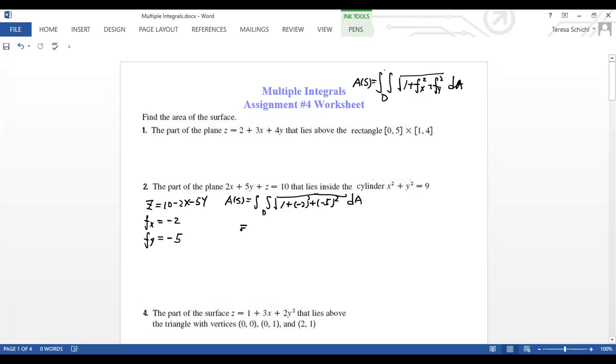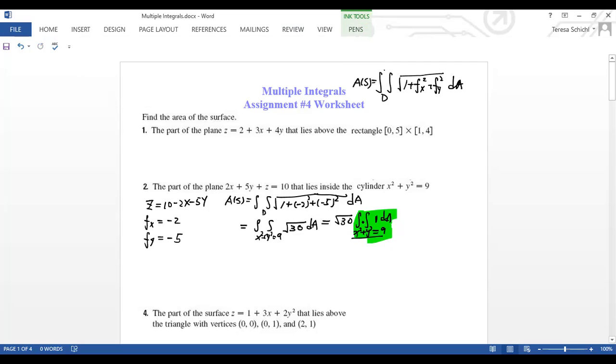The region here is x squared plus y squared equal to 9, a circle with radius 3. The square root part is just a constant, the square root of 30 times dA, so you can take the square root of 30 out. Because this is a double integral over the region, we just need the area of the region.